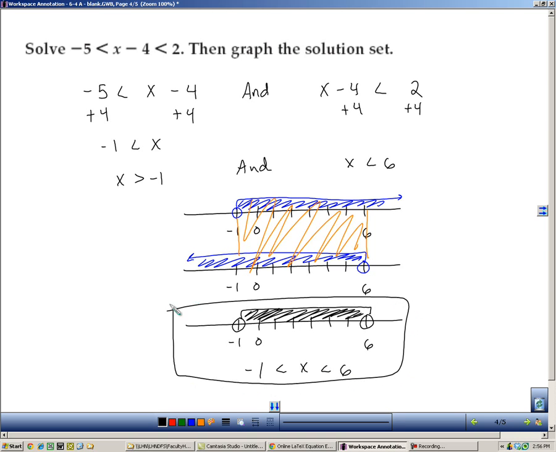Now, if you've been paying attention, you'll notice that almost all of the and inequalities, actually all the ones we've done, have looked like this. Most of them will, but not all of them. The key is looking for where the two graphs intersect or cross over.